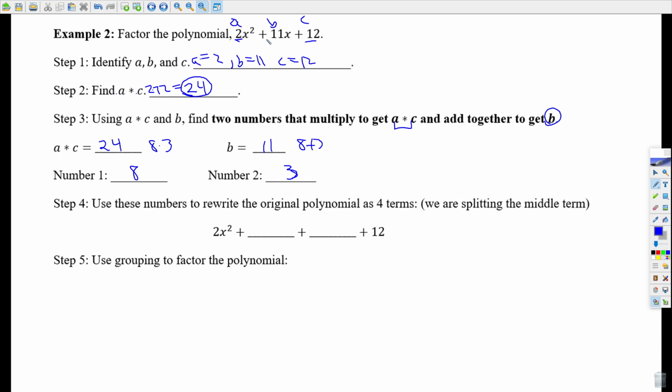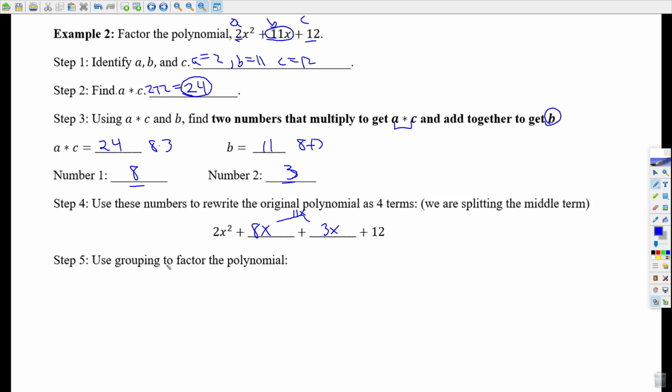So what we're going to do is look at this 11x, and we're going to split that into two numbers. It's going to be 8 and 3. Specifically, 8x and 3x. So I'm going to put that down here. It's going to be 8x and 3x. So what did I do? I just split 11x into 8x and 3x. So now I have 4 terms.